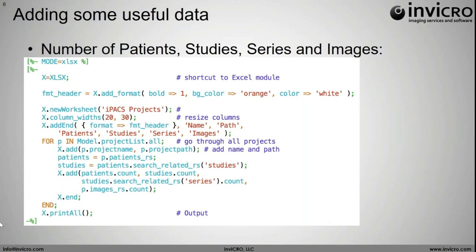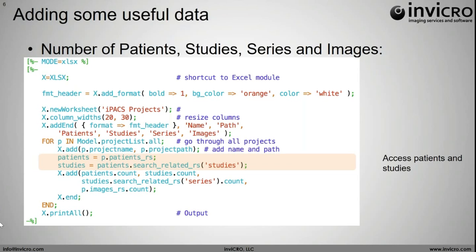But I just went for an application where I want to have the number of patients, studies, series, and images for all my projects in a nice list. So what we do here is we just extend our header line. We still have name and path, but now we also have patient, study, series, and images. And here, in these two lines, we request the patients and studies from our database.